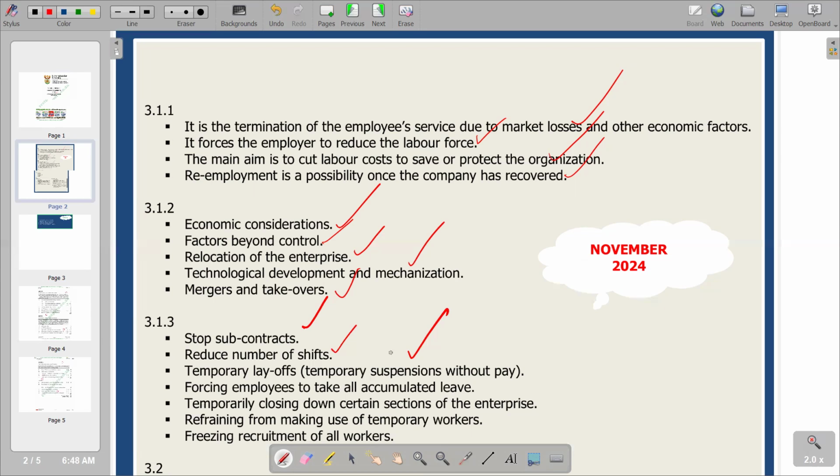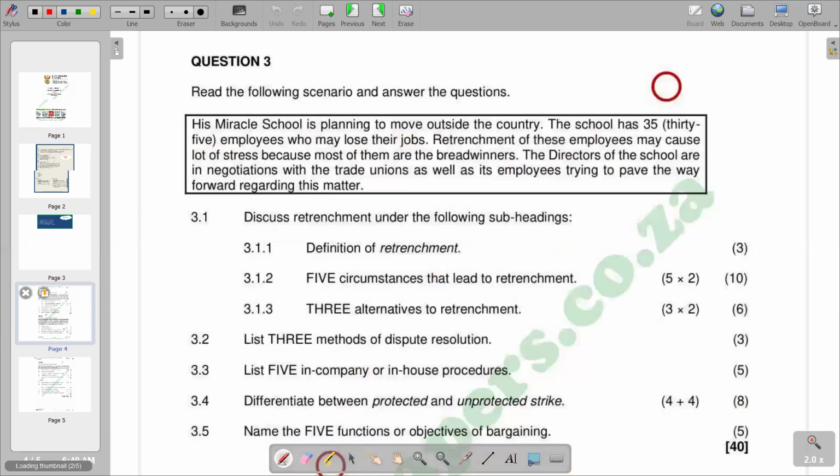So the next point is forcing employees to take all accumulated leave, and also temporarily closing down certain sections of the enterprise, refraining from making use of temporary workers, and also freezing recruitment of all workers. So these are other alternatives that we can take into consideration rather than retrenching. This is our question three, which only needs three alternatives. Of the list that we have, you can just pick three, and each alternative is worth 2 marks, giving a total of 6 marks.